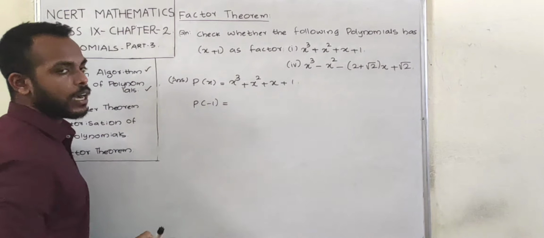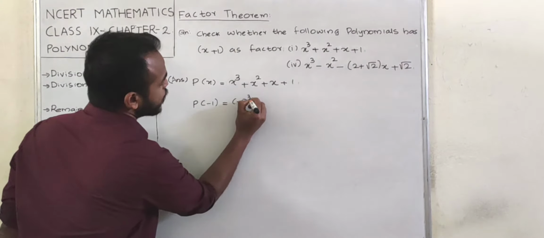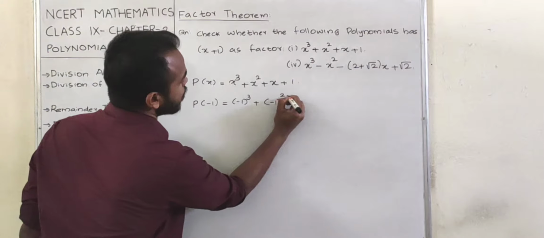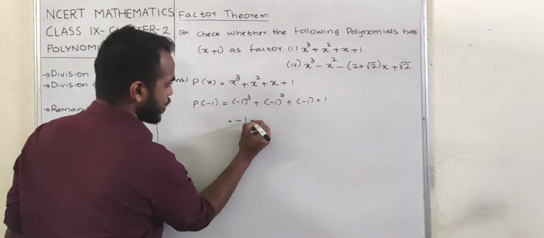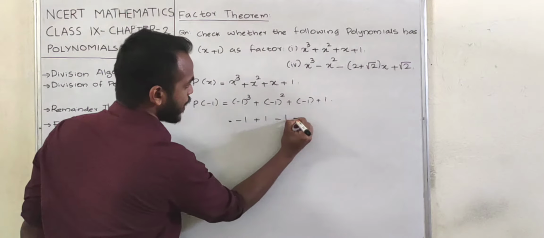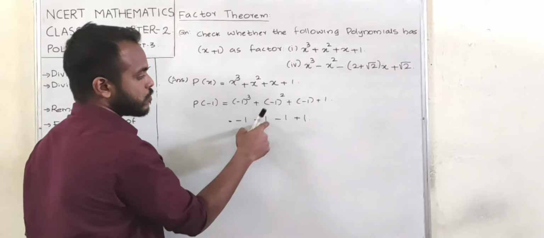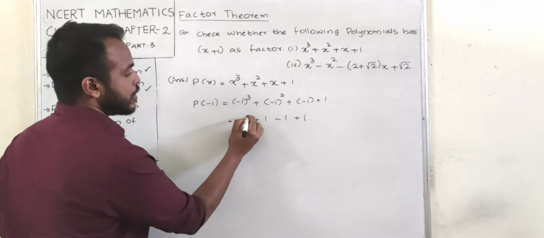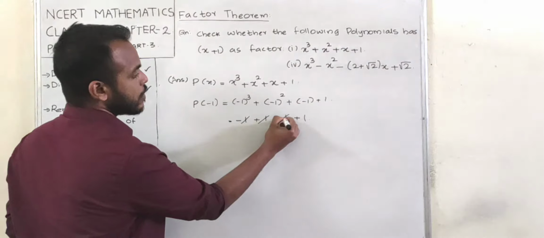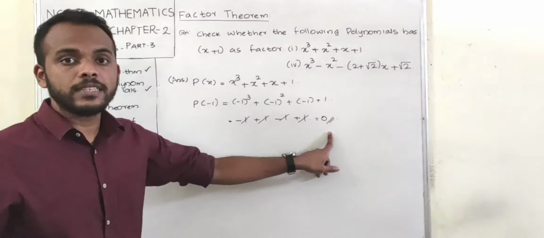I guess you understood how I wrote P of minus 1. Let's see. Minus 1 cube plus minus 1 square plus minus 1 plus 1. This is minus 1 plus 1 minus 1 plus 1. Minus 1 cube is minus 1, minus 1 square is 1, minus 1 I have written as it is, and so is plus 1. Now you can cancel this minus 1 and plus 1, minus 1 and plus 1. What have you got? The remainder is 0.